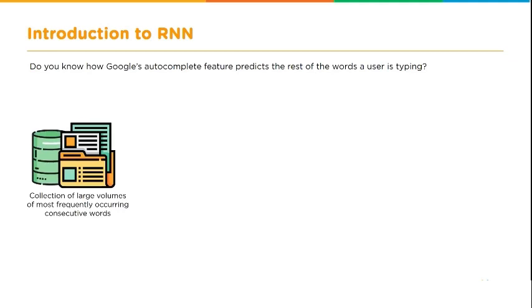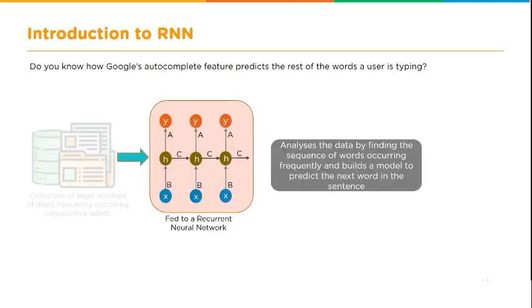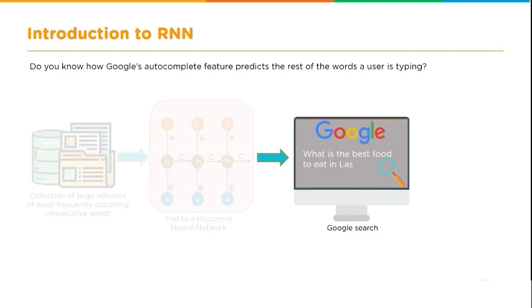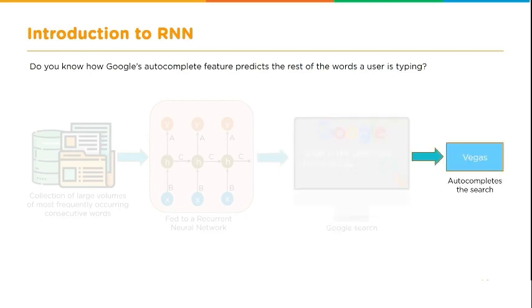Well, first there's a collection of large volumes of most frequently occurring consecutive words. This is fed into a recurrent neural network, which analyzes the data by finding the sequence of words occurring frequently and builds a model to predict the next word in the sentence. And then, Google, what is the best food to eat in Las... I'm guessing you're going to say Las Mexico. No, it's going to be Las Vegas. So the Google search will take a look at that and say, the most common autocomplete is going to be Vegas. And usually it gives you 3 or 4 different choices. So it's a very powerful tool.